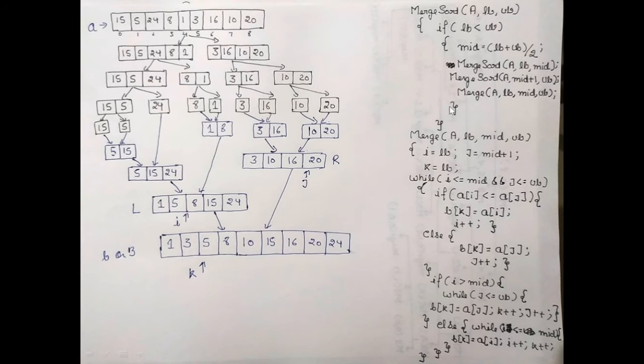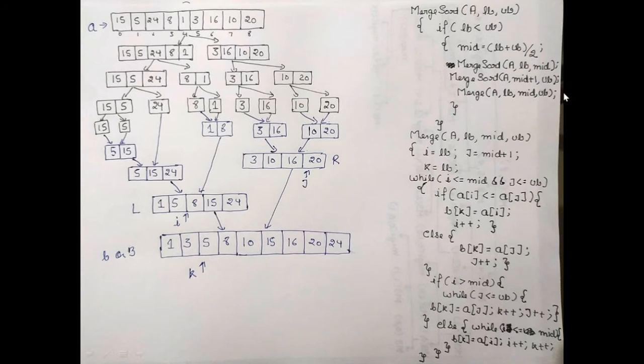The algorithm has two functions in it. The first one is the merge sort itself, and the arguments you are going to pass to it are the array A itself, its lower bound, normally the first index, and the upper bound, normally the last index. Inside this merge sort, we're going to call one more function called merge.